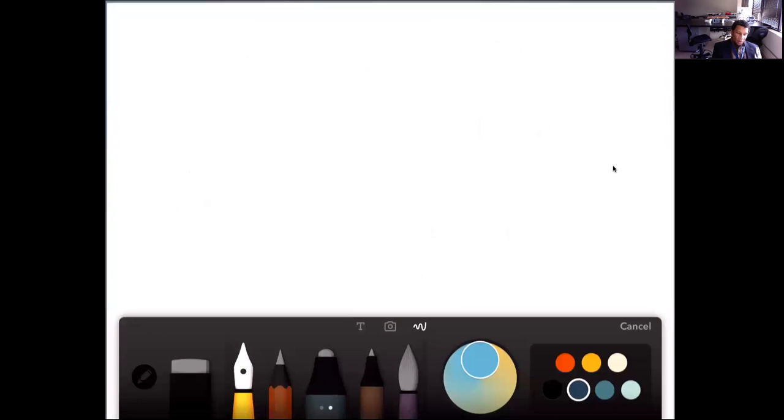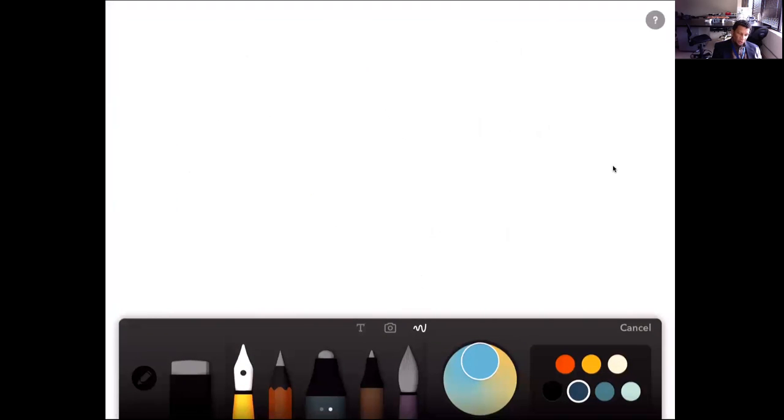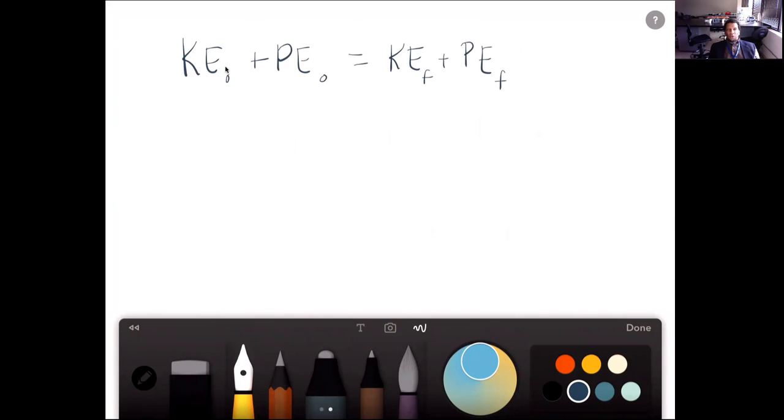that we can write all of our initial energies on the left-hand side. Therefore, thus, we have our kinetic energy plus our potential energy in the initial state, and then we have our kinetic energy plus our potential energy in the final state.